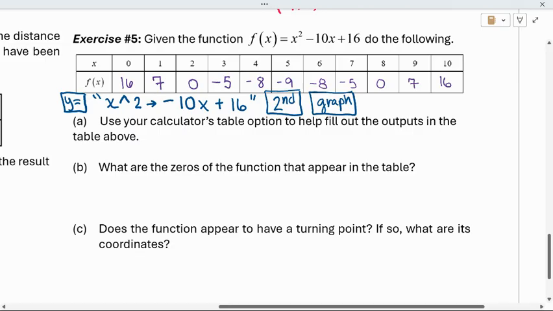Okay. So the first question says, what are the zeros? Daniel, what are the zeros of the function that appear in the table? And remember, the zeros happen when y is 0. That's what it's going to look like. You're looking for any number with a 0 as the y coordinate. So tell me one of your zeros.